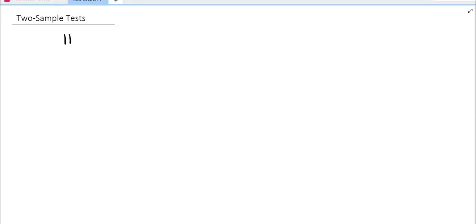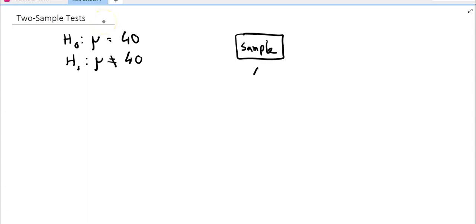Today we're going to learn about two sample tests. So far we have tested hypotheses where we had a mu equal to a certain number versus a mu which was not equal to that number. So basically we had one sample, and we took the x bar, s, and n, and then we did our hypothesis test.